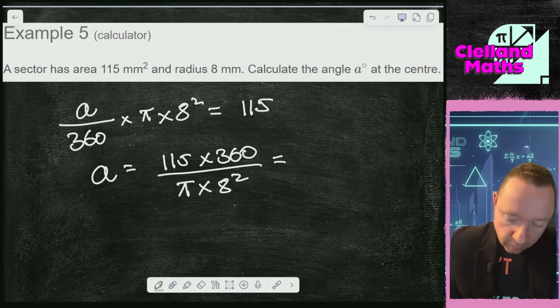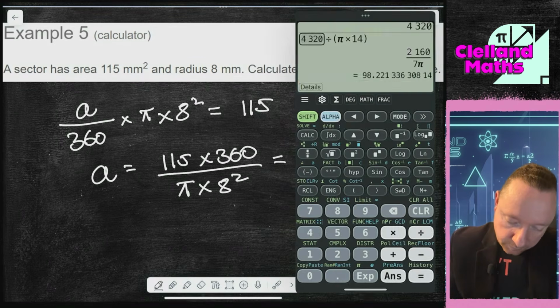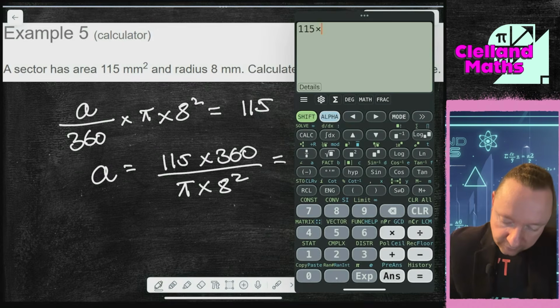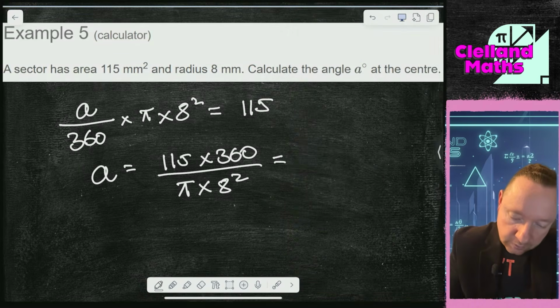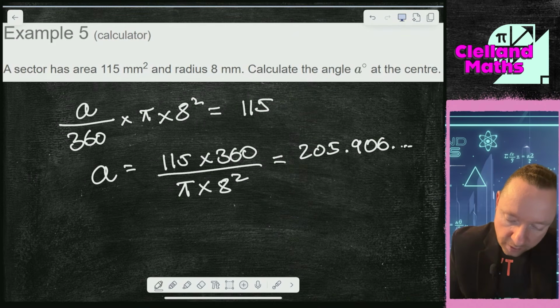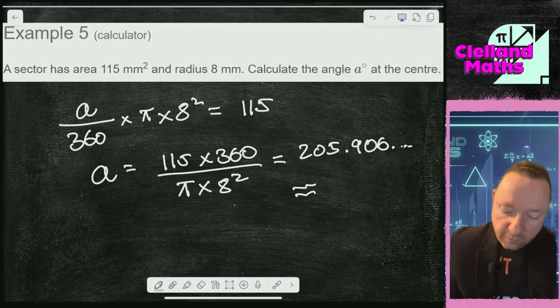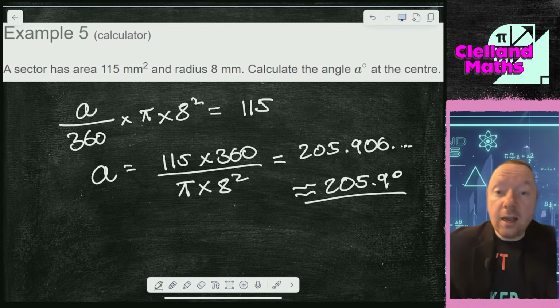I'll just use a calculator to work that out. 115 times 360 divided by brackets pi times 8 squared equals 205.906. Or about 205.9 degrees. And we're done there.